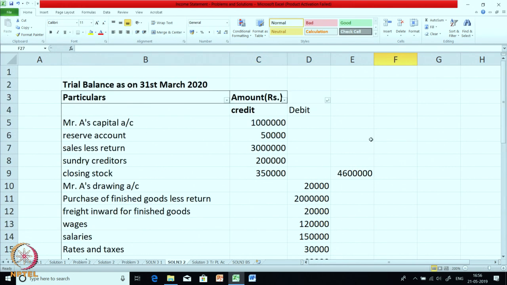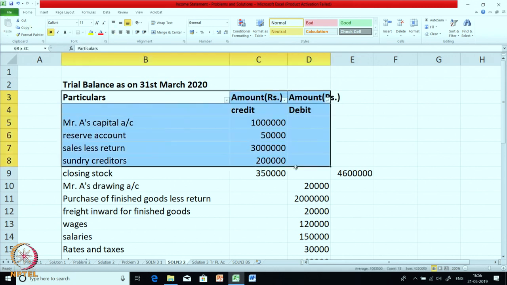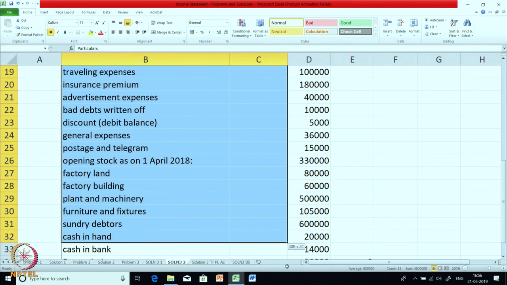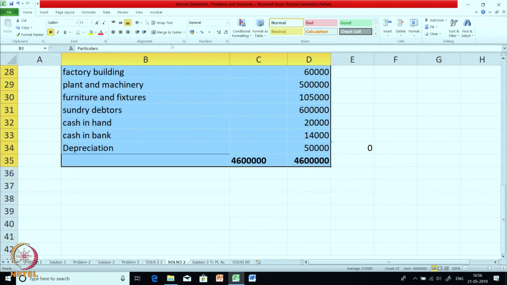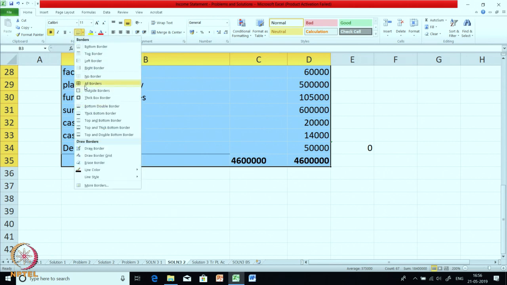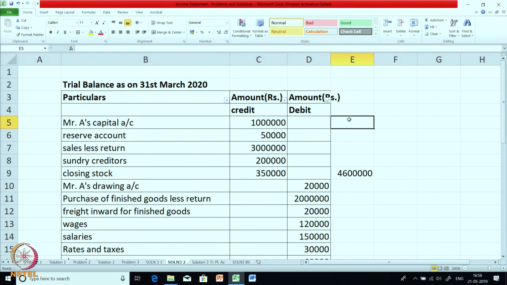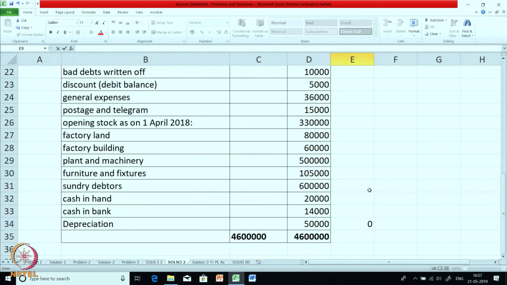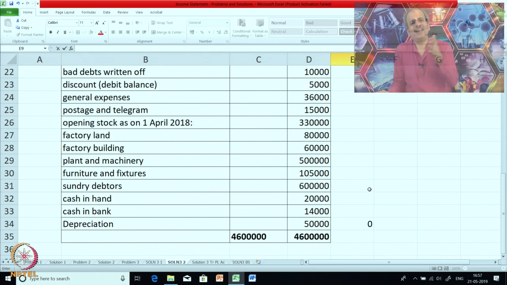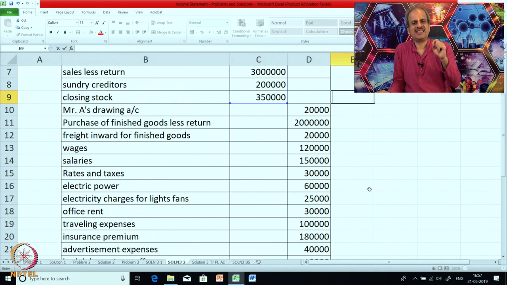And then we will take totals of the credit column and debit column. Are you getting it? This simple statement is known as a trial balance. Now this becomes a starting point for preparation of P&L and balance sheet. Now based on this, let us go for preparation of P&L and balance sheet.